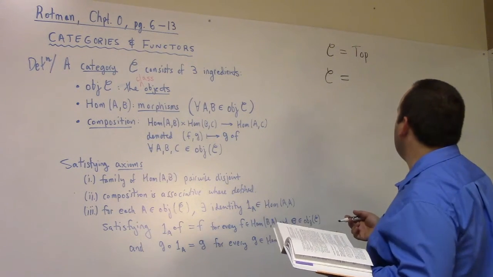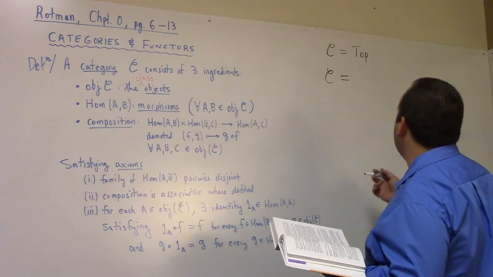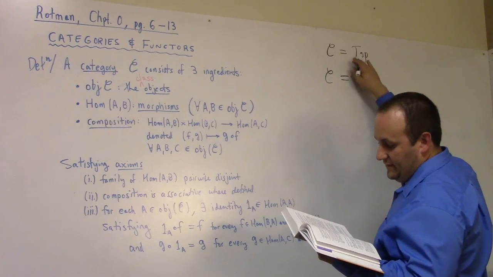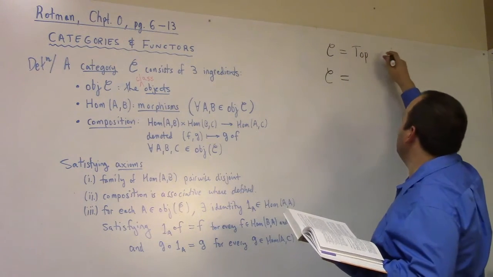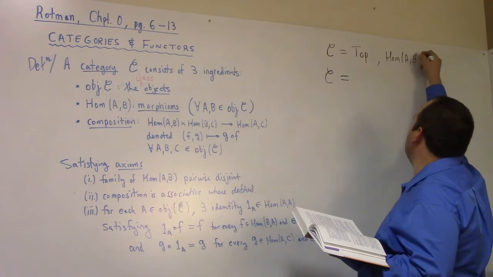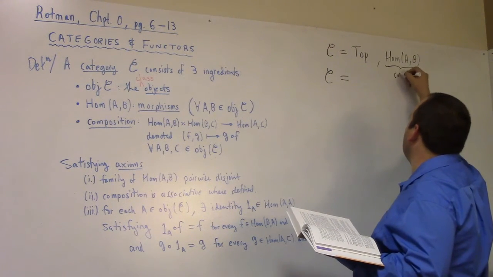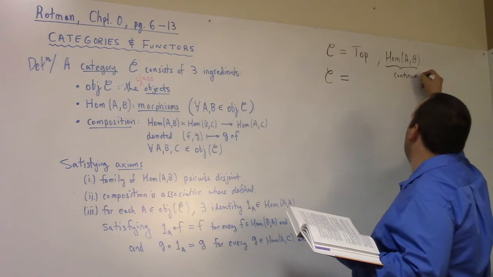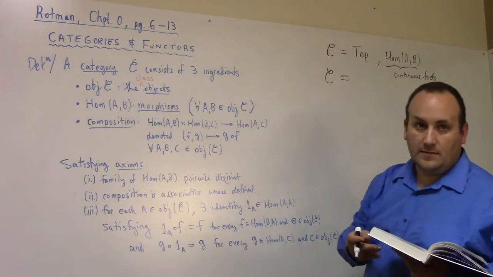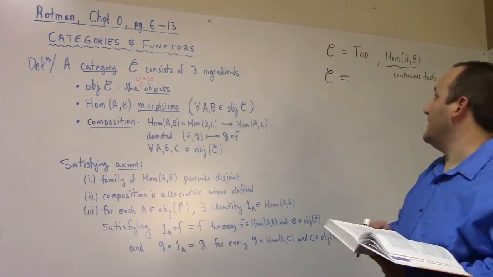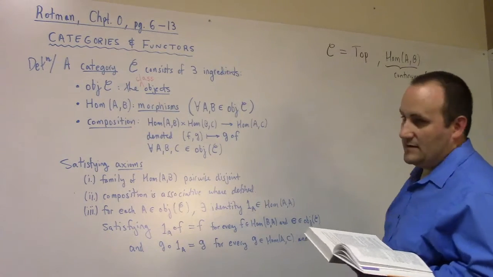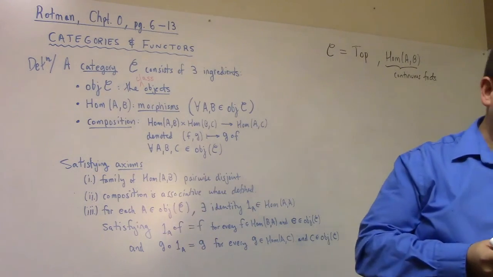So topological spaces. The category of Top, the class, the objects are topological spaces. What are the morphisms? These are continuous functions. Right? Wait, what is Top? Oh, topology. Sorry. That's the category of topological spaces. Continuous functions are the morphisms, right?